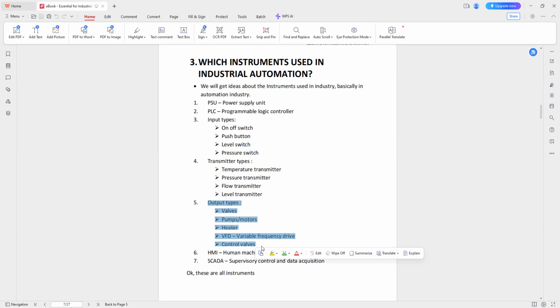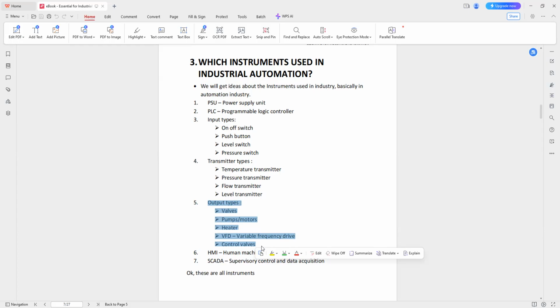So that means the PLC is generating the output. Got the point? The PLC is going to give the command to that particular valve, so that means the PLC is generating the output. And that's why the PLC has the output component. So what are the output components? It can be a valve, it can be a pump, it can be a heater, it can be a variable frequency drive, VFD, it can be a control valve.